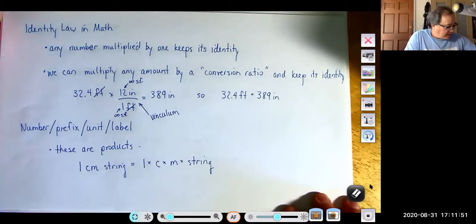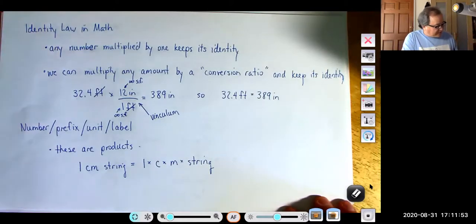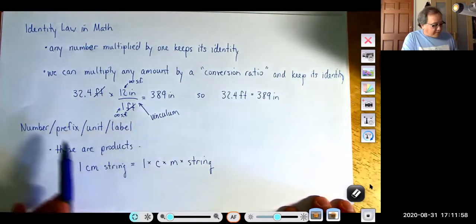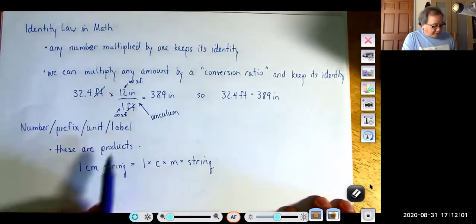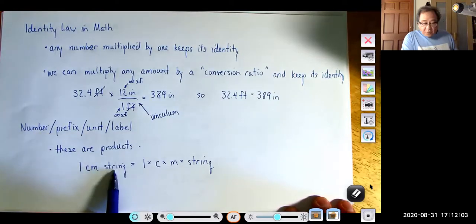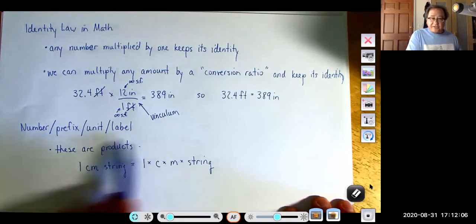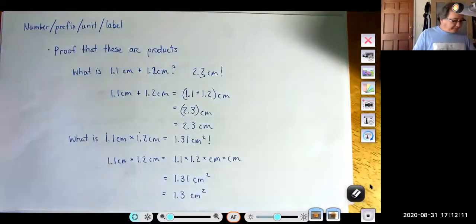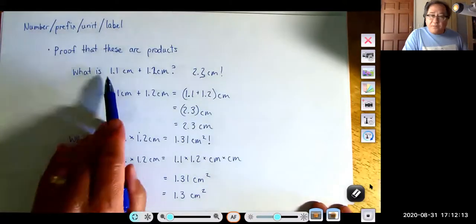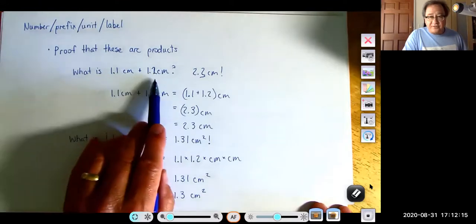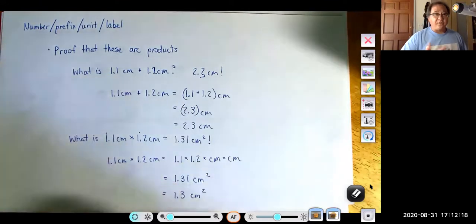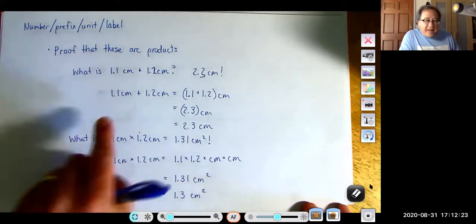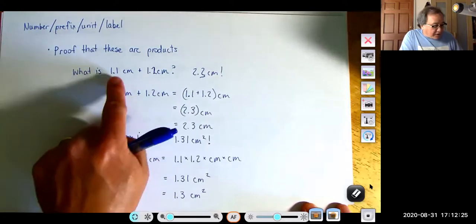Okay, so let's take a look here. We need to understand why this works. And the reason this works is because when we have a number prefix unit label, it's a product. You can pretend that those things are multiplied by one another. And here's the proof. So if I ask you to add 1.1 centimeter plus 1.2 centimeters and ask you what's the answer, you're going to tell me it's 2.3 centimeters. I can do that in my head. Well, let me show you mathematically, treating these as products, why that works.